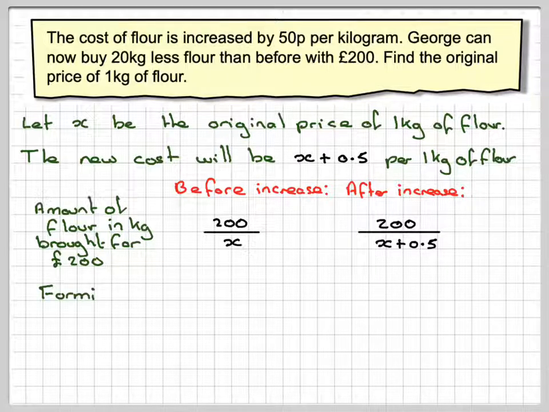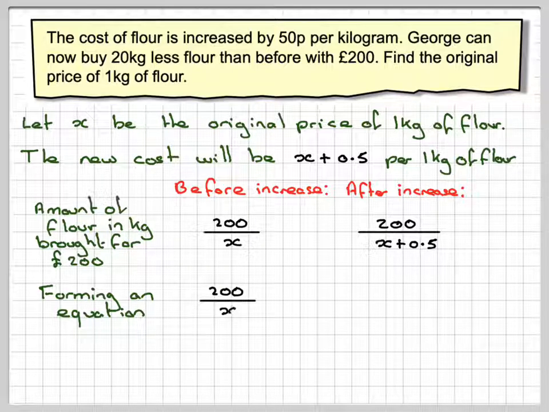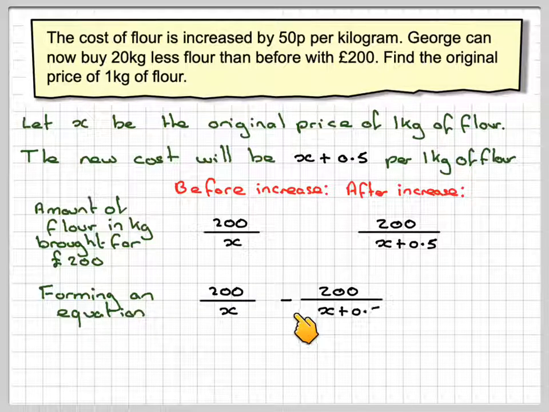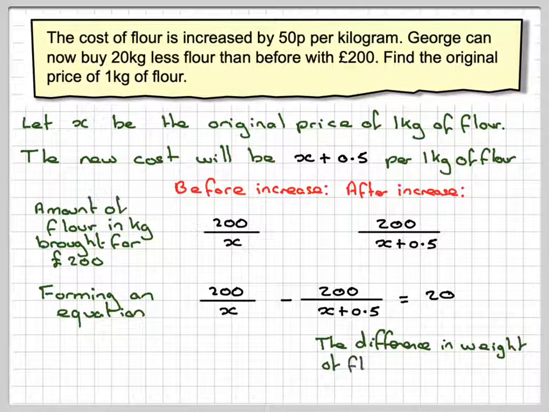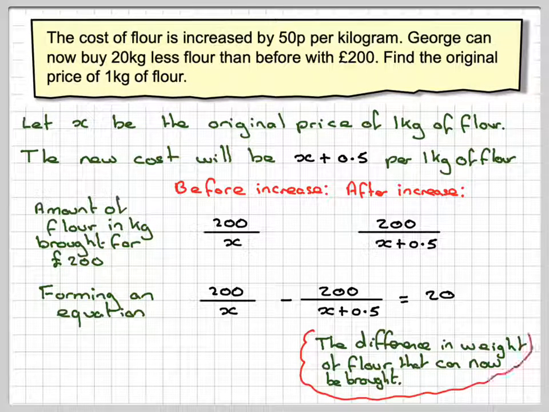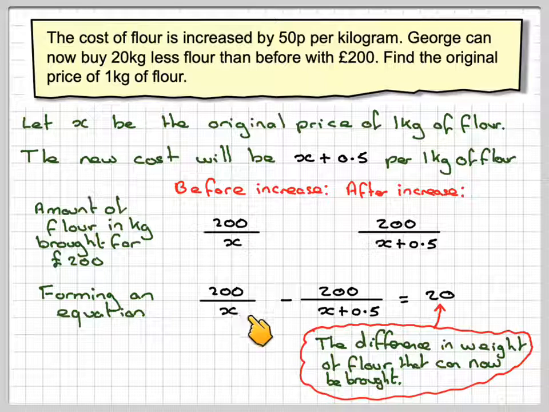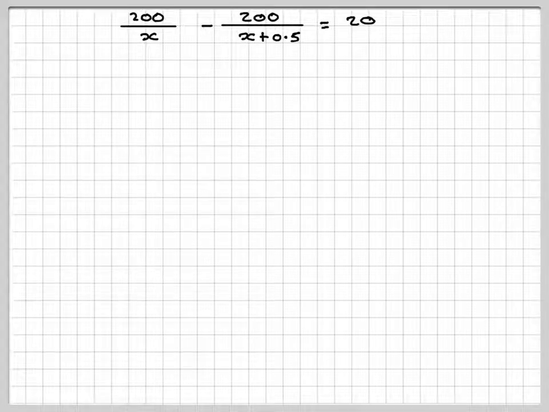So now we can form an equation. So we've got to have 200 over X, and then we know that the difference, so we need to subtract, is 200 over X plus 0.5 is going to be equal to 20. The 20 being the difference in weight of flour that can now be bought. Alright, well, now what we're going to do is solve this equation. So we form the equation, now we solve it.